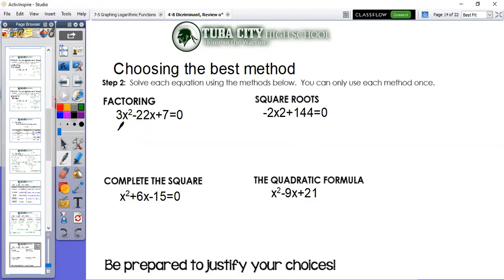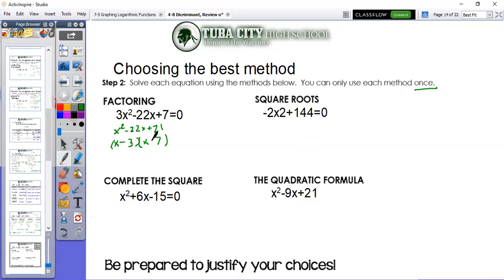So got to get rid of this first number. And we use the AC method. There we go. Now I'm going to go ahead and factor this out. So I got two numbers that multiply to 21, which is 3 and 7. And it says to use each method once. So if I use one, then I'm not going to use it again.